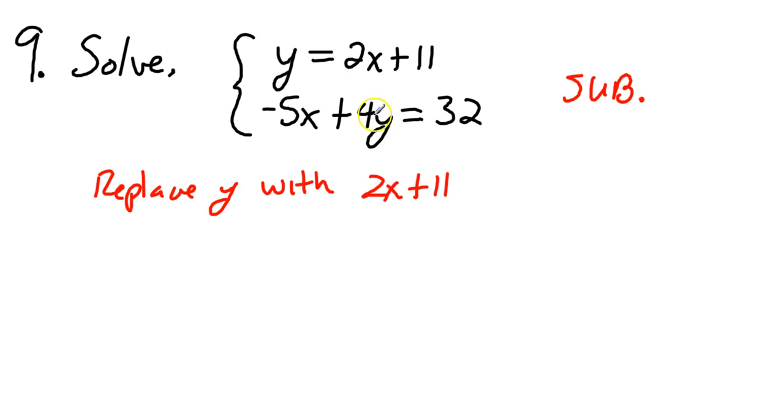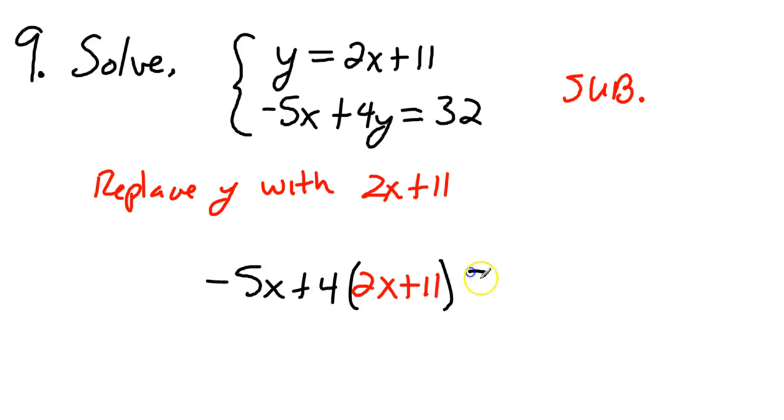So in this equation we're going to take out y and replace it with 2x plus 11. Because this one we had y equals, so down here we're going to take the y and replace it with 2x plus 11. Now it's all in one variable, and just work it out and solve from there. We've got negative 5x, 4 times 2 is 8x, 4 times 11 is 44.